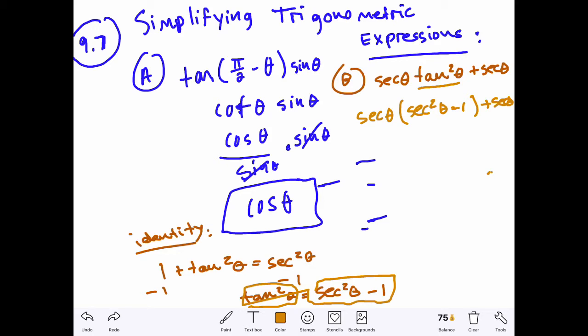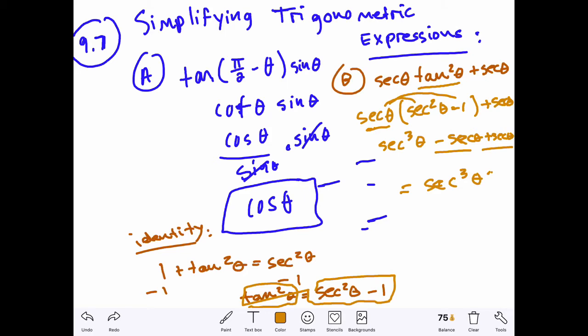Okay, so now let's distribute that secant of theta and multiply it through using the distributive property. That would be secant cubed theta minus secant of theta plus secant of theta. Well, minus secant of theta plus secant of theta goes to 0, and I'm just left with secant cubed of theta. Okay.